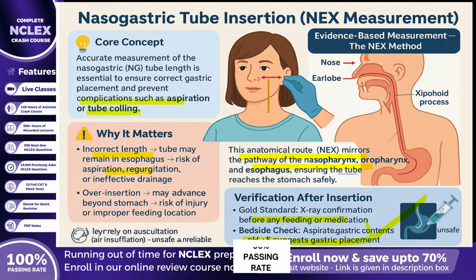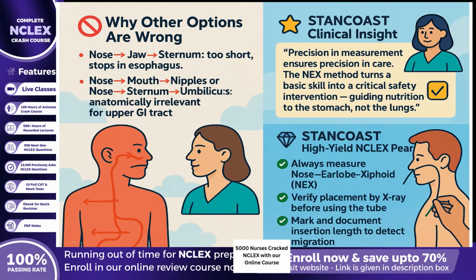In contrast, all other options listed are anatomically inaccurate. Measuring only to the jaw or sternum would leave the tube short, possibly in the esophagus, posing a risk for regurgitation and aspiration. Measuring toward the umbilicus or nipples has no clinical relevance to the upper gastrointestinal tract and could result in over or under insertion. Therefore, option 4, nose to earlobe to xiphoid, stands as the only correct and safe choice supported by evidence-based practice.